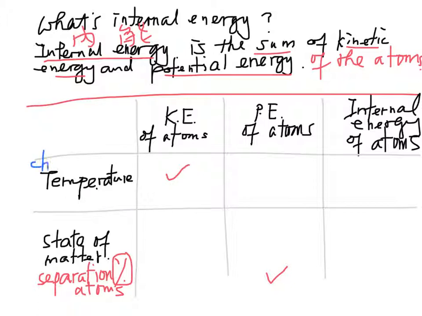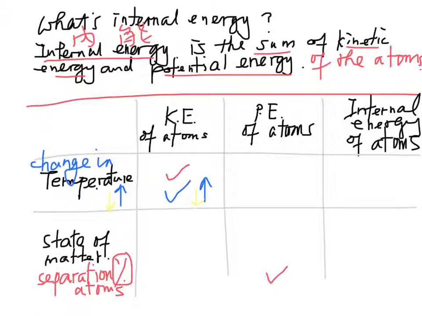When the temperature of a substance changes, the kinetic energy of the atoms also changes. If the temperature increases, then the kinetic energy of atoms will increase. However, if the temperature decreases, the kinetic energy of atoms will also decrease.